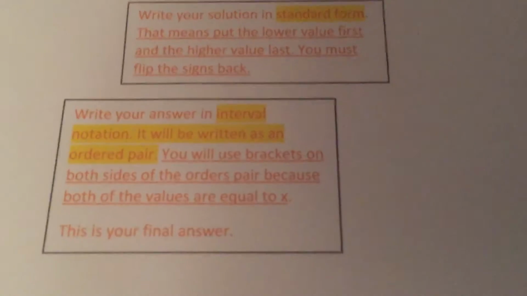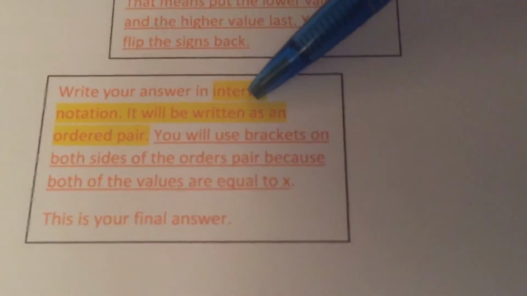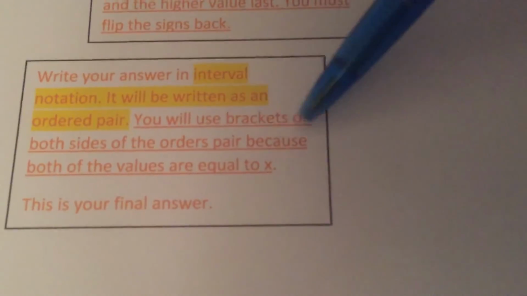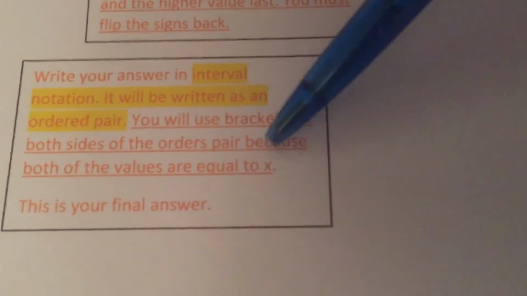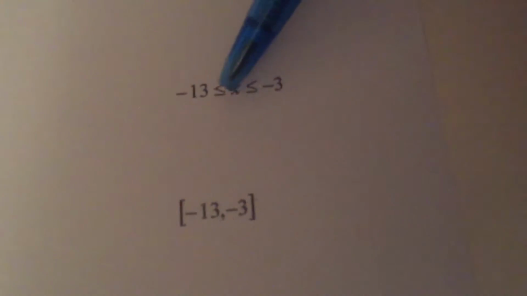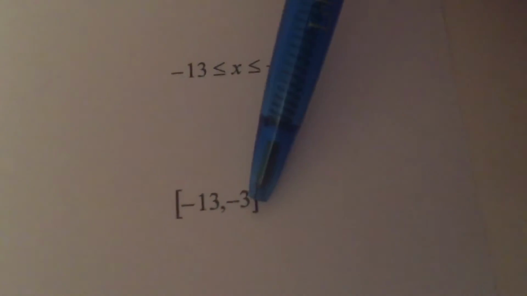So then we're going to write your answer in interval notation because that's what the problem asked us to do. And interval notation is written as an ordered pair. So you'll use brackets on both sides of the ordered pair because both of the values are equal to x. So when we're using interval notation, we're just taking what we're saying here and putting it in an ordered pair.